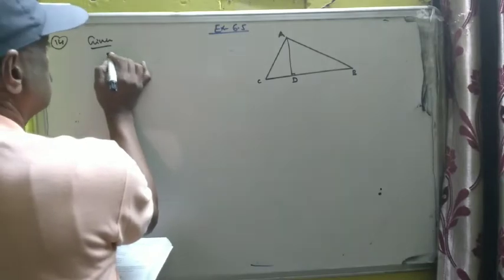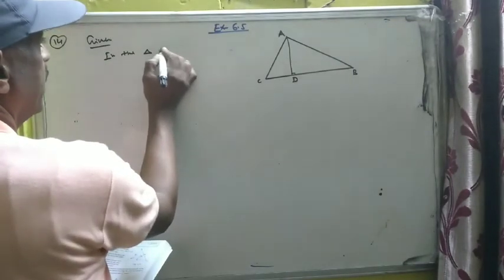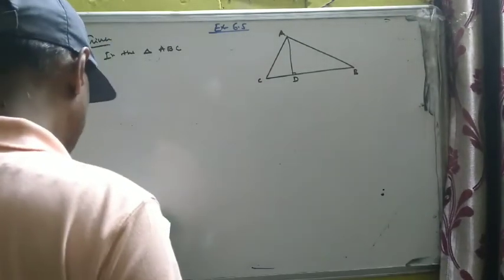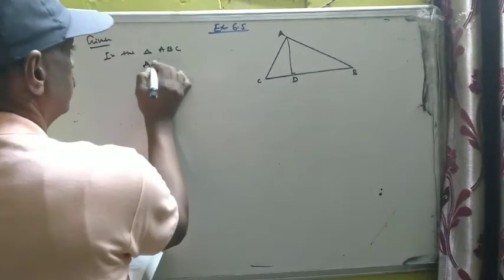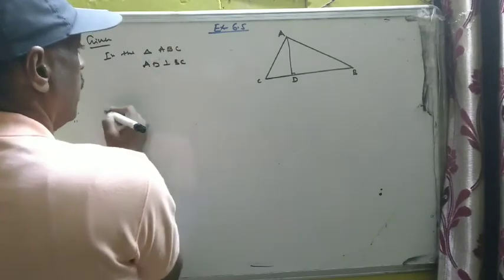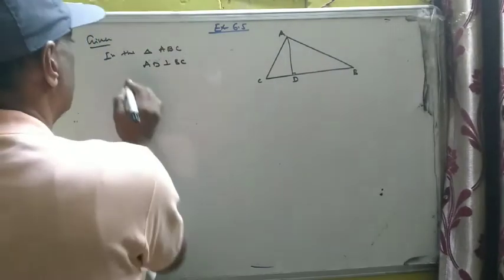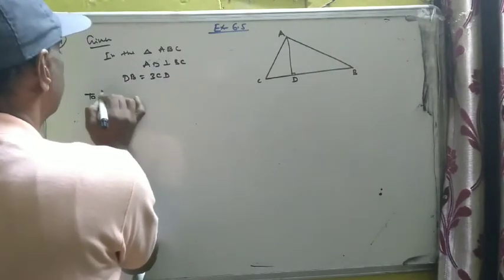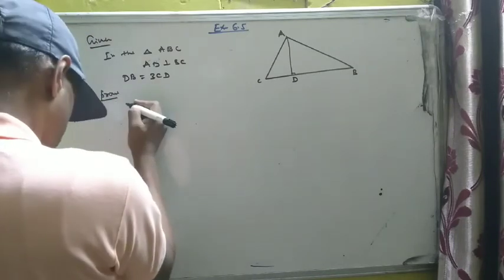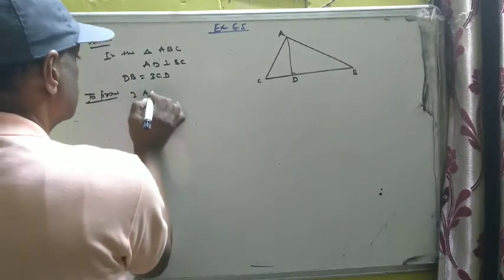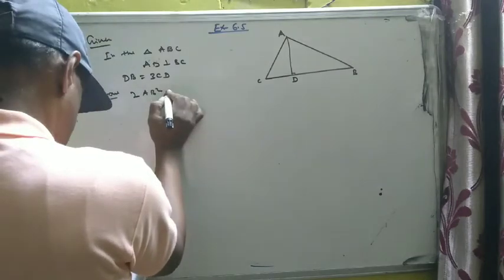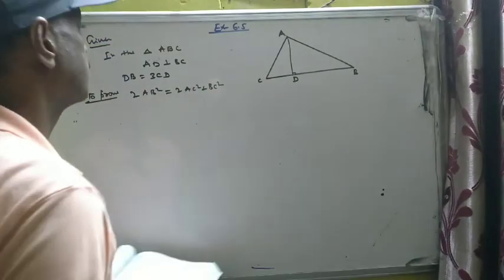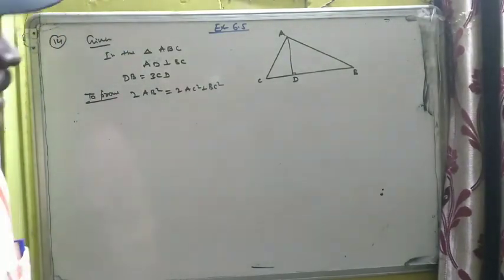So the important thing which is given in the question, this is question number 14, given in the triangle ABC, AD perpendicular BC and also it is given DB equal to 3CD. To prove 2AB square equal 2AC square plus BC square. So let us solve this question.